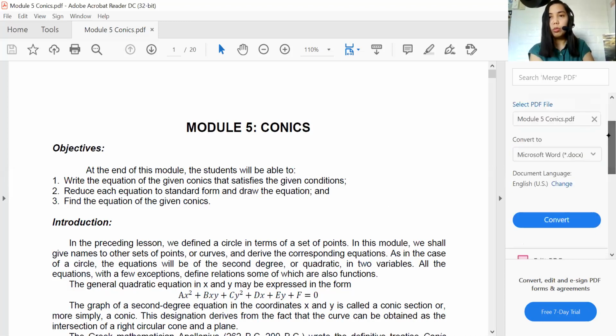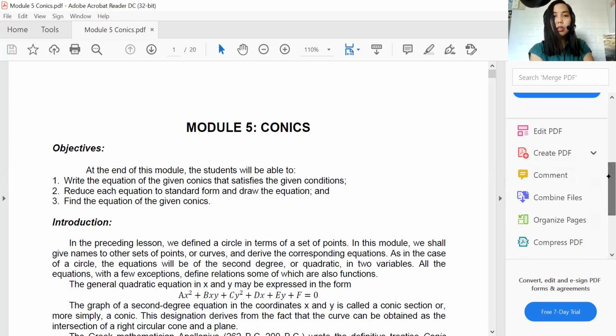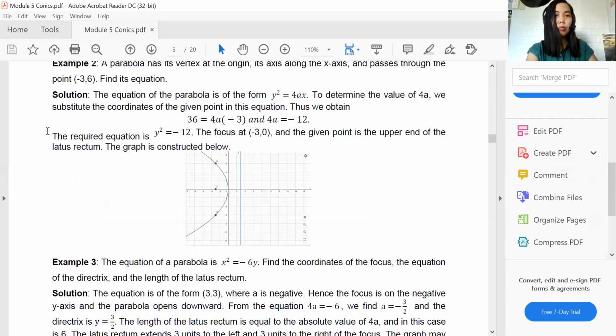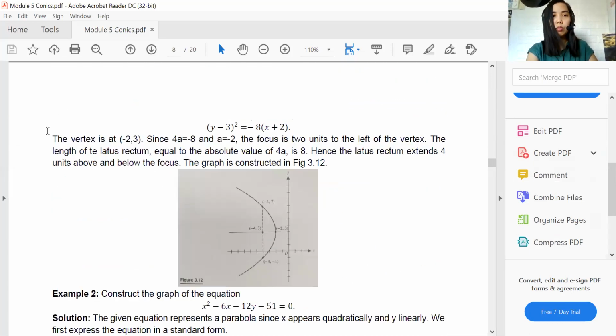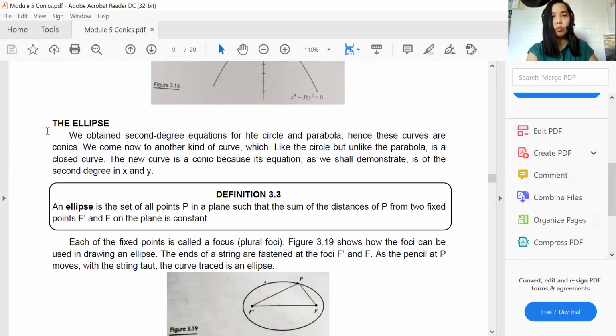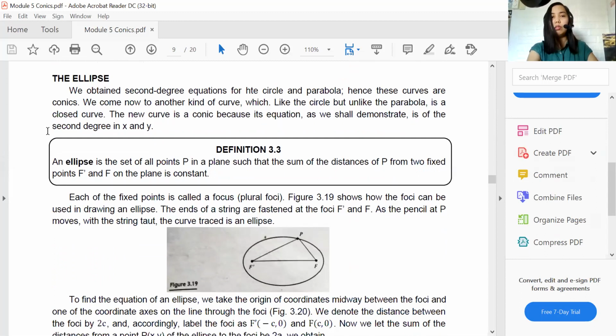So we're going to proceed to ellipse. All right. So the ellipse, we obtain second degree equations for the circle and parabola. Hence, these curves are conics. We come now to another kind of curve, which is the ellipse.